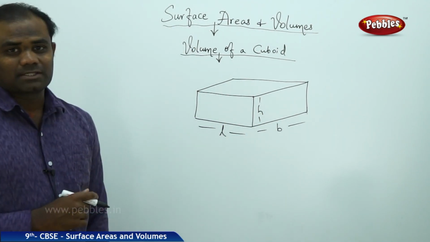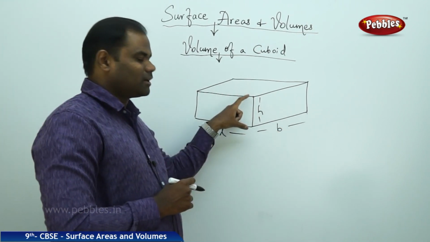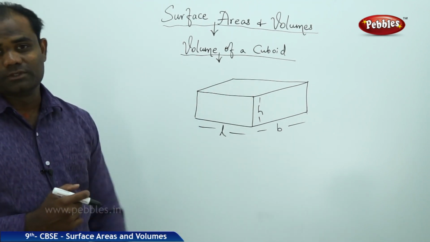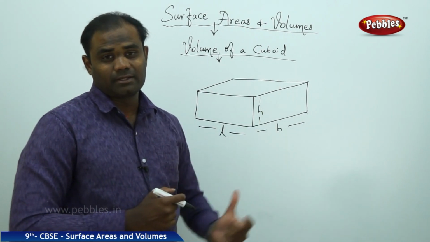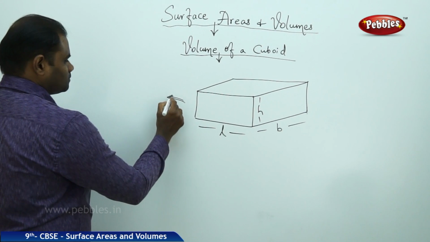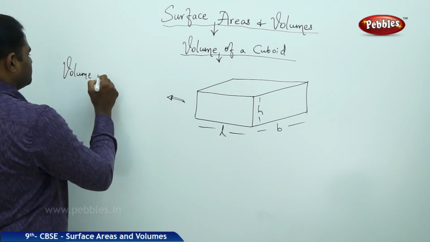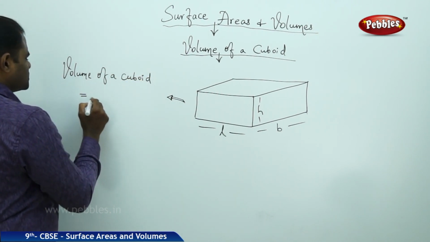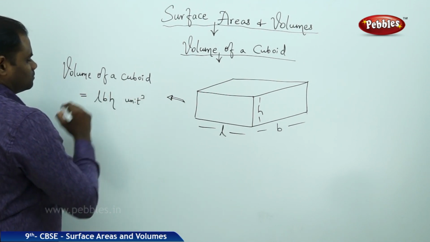A cuboid has three main important dimensions. One is the length, one is the width, and one is the height. And how do we find the volume of this cuboid? It is all based on the length, breadth, and height of the dimensions. So for this cuboid, the volume of a cuboid is given by the formula LBH unit cube.